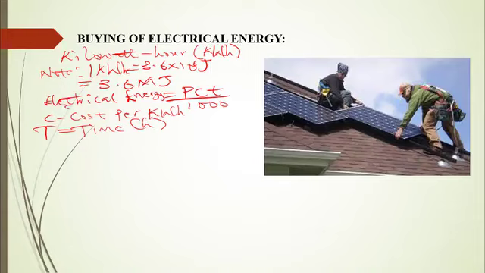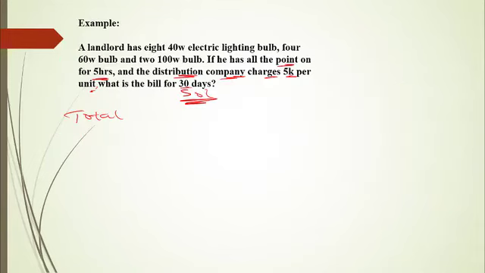Let me make this a little bit clearer. This is electrical energy that has been consumed. So if you want to calculate the total electrical energy consumed and its cost, this is how it's done. The total power that has been used by this landlord, we're going to calculate everything he has used in his house. Remember, he has 8 40-watt bulbs. So we're going to calculate 8 times 40, which gives us 320 watts.